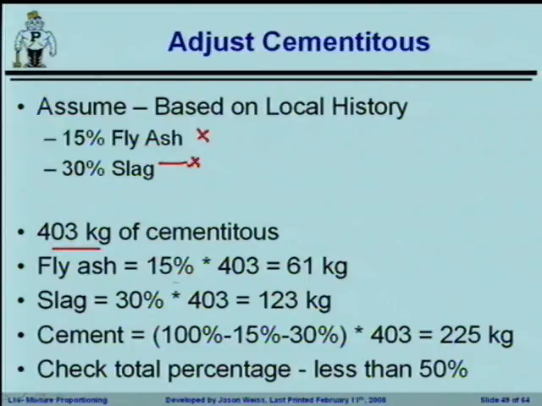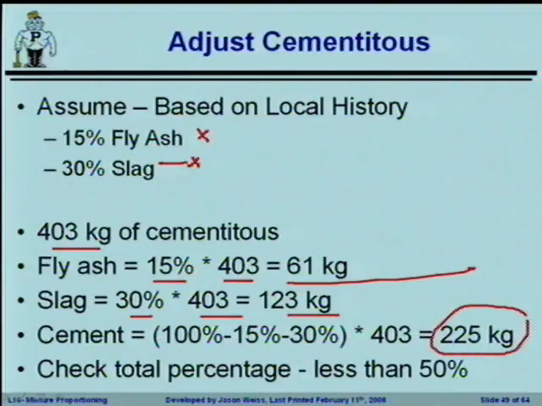403 kilograms of cementitious, 15% fly ash times 403 tells us 61 kilograms is going to be our fly ash. 30% times 403 is 123 kilograms. The remaining part is 225 kilograms. Check the total percentage of the supplemental materials that you're using. They are less than 50%.